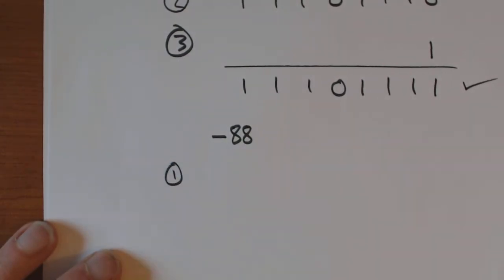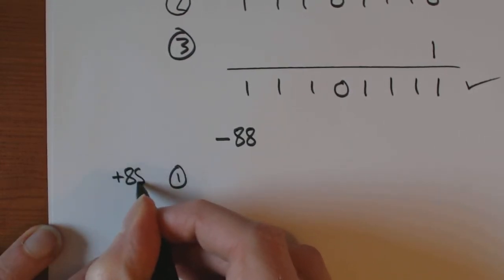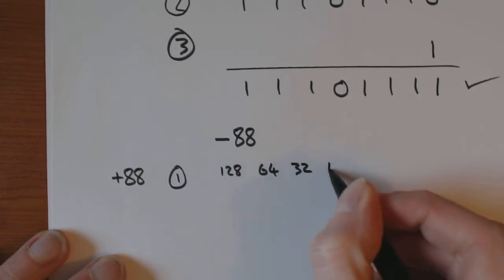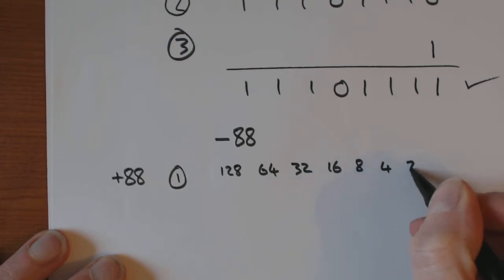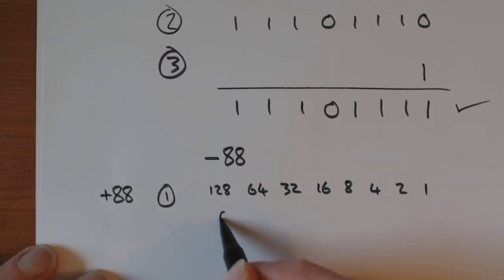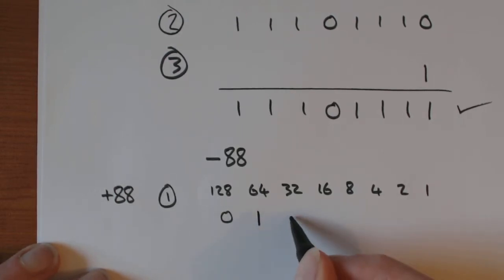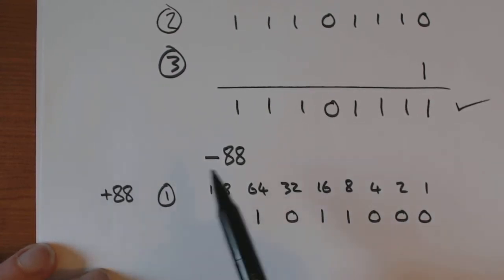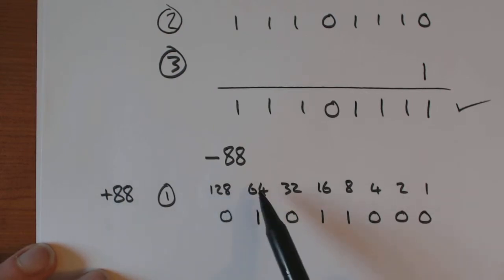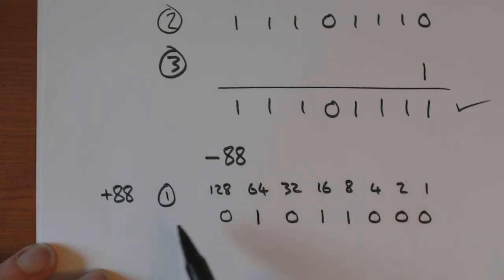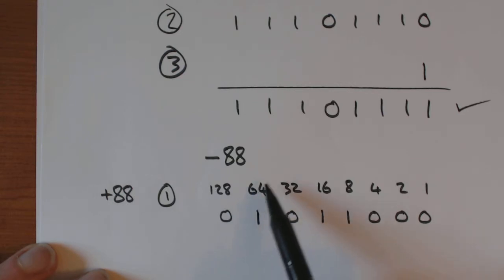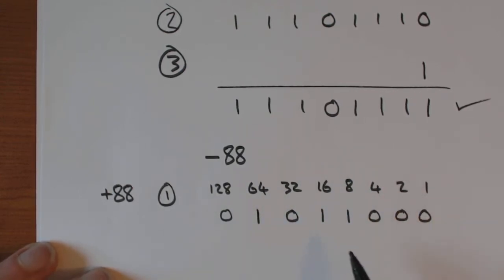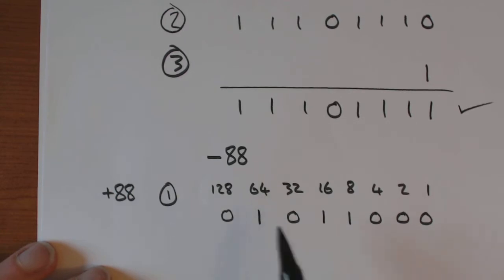So first step is you try and find the binary for plus 88, again using this wee key at the top. So have a 0 there and a 1, a 0, a 1, a 1, 0, 0, 0. We're looking to see that 128 doesn't go into 88, but 64 does, with a remainder of 24. 32 doesn't go into 24, but 16 does, and you've got a remainder of 8, and then 8 goes into 8. Again, it's always good to double check: get your calculator and add these up.